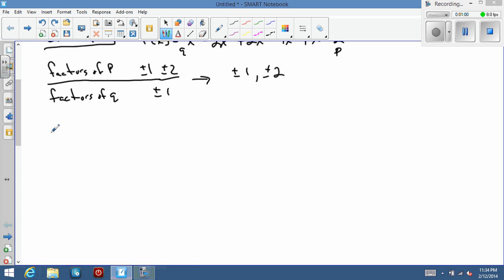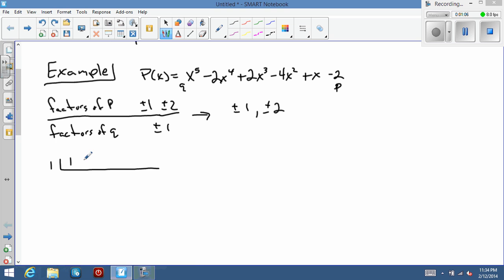I like to start with the lowest positive whole numbers, so I'm going to start with 1. And I'm going to put in my numbers: 1, negative 2, 2, negative 4, 1, negative 2. And I'm going to bring down the 1. 1 times 1 is 1. I'm going to add here, I get negative 1. Multiply by 1, I get negative 1. Add here, I get 1. Multiply that by 1, I get 1. Add here, I get negative 3. 1 times negative 3 is negative 3. Add, I get negative 2. When I multiply, I get negative 2. And when I add, I get negative 4.